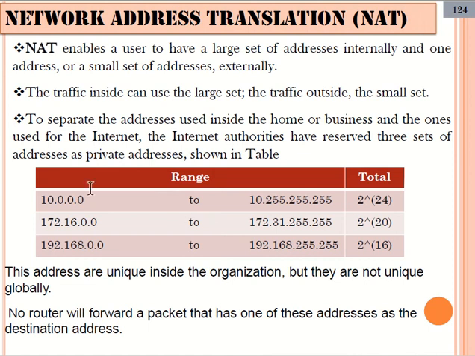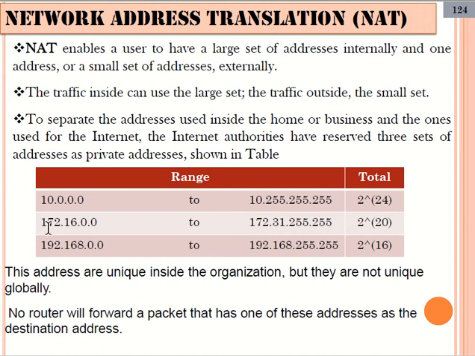As you can see here, there are three sets of addresses which have been given as private addresses. This is fixed, so from outside the organization they cannot be seen. These addresses are unique inside the organization, but they are not unique globally. Any organization can take the addresses given in this particular range. So we have three sets. The first set starts with 10.0.0.0 to 10.255.255.255, that is 2 to the power of 24 addresses.